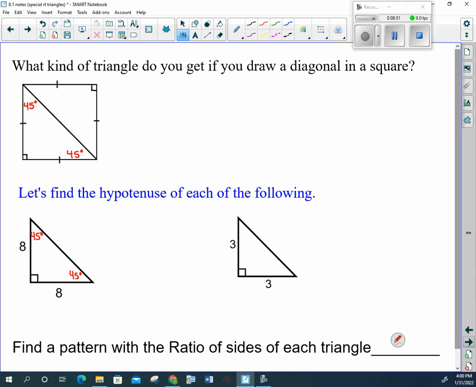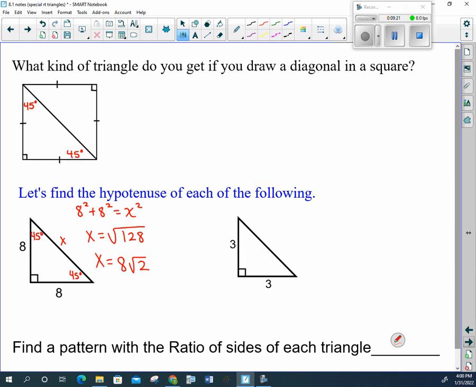So when I do the Pythagorean theorem to find my hypotenuse, it's 8 squared plus 8 squared equals x squared. So x is going to be the square root of 8 squared plus 8 squared. And that's 128. And so if you reduce that radical, you end up with 8 root 2.